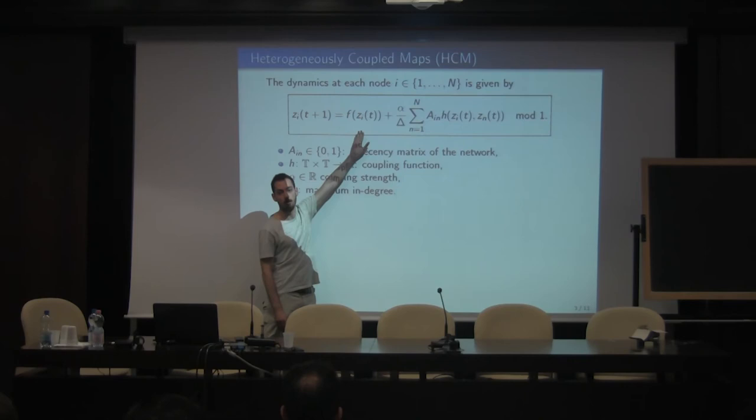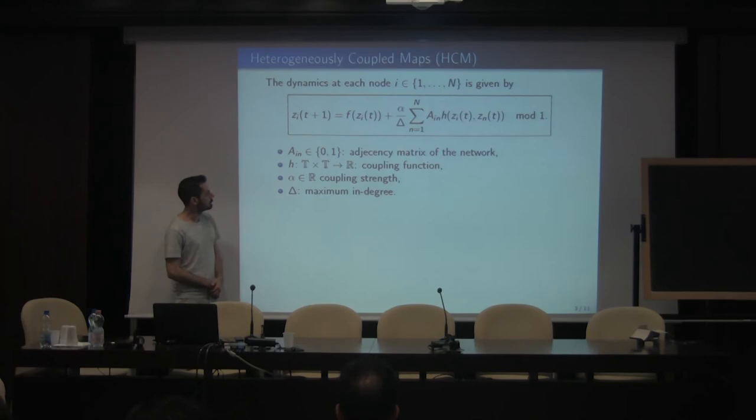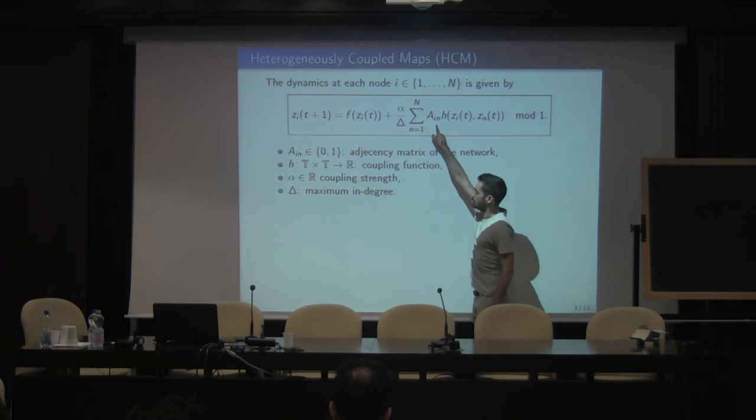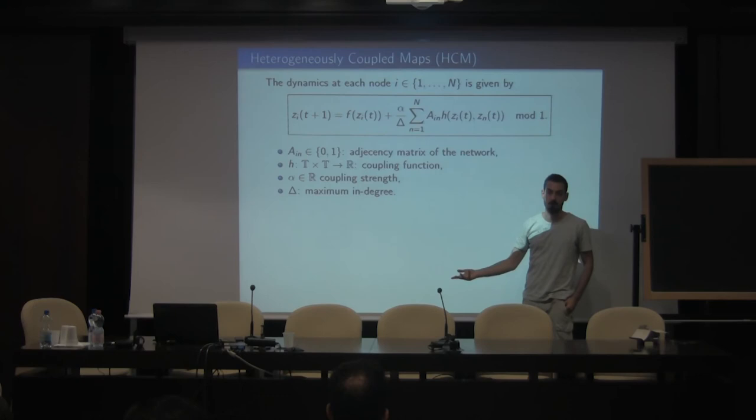And you add the interaction, which is given by a coupling function h and a coupling strength alpha. Of course, interactions are selected by these numbers, which are either zeros or ones. So you have an interaction between the coordinate n and the coordinate i wherever a_in is equal to 1. You don't have the interaction when it is 0. And this basically defines a matrix which is associated to the network, and basically selects which edges are present or not in the network.